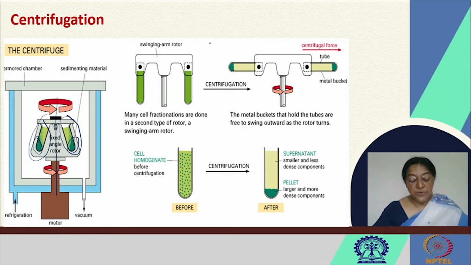Some centrifugation machines, centrifuges, have a swinging arm rotor where on rotation, the metal buckets that hold the tubes swing out due to the centrifugal force, as a result of which, if we have a cell homogenate, a homogeneous solution before centrifugation, we have a pellet that contains the larger and the denser components at the bottom of the test tube and the supernatant with the smaller and less dense components at the top.